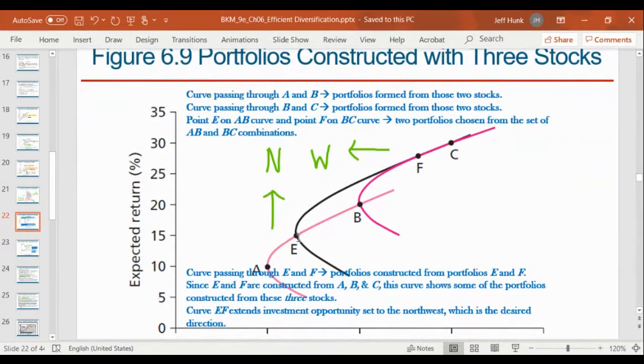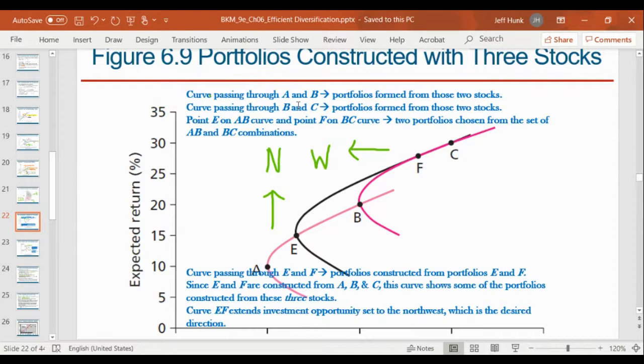Yeah, so we all know that as this frontier moves to the northwest, it is a preferred combination, a preferred investment opportunity set. And by including more stocks into the portfolio, it will inevitably, eventually move the frontier to the northwest. So it works logically, step by step.